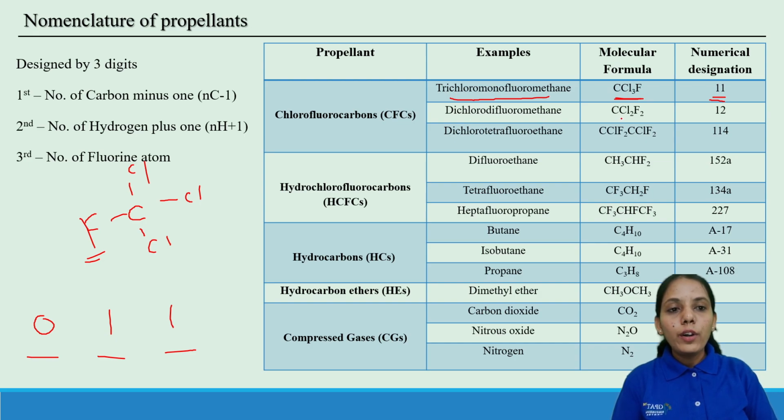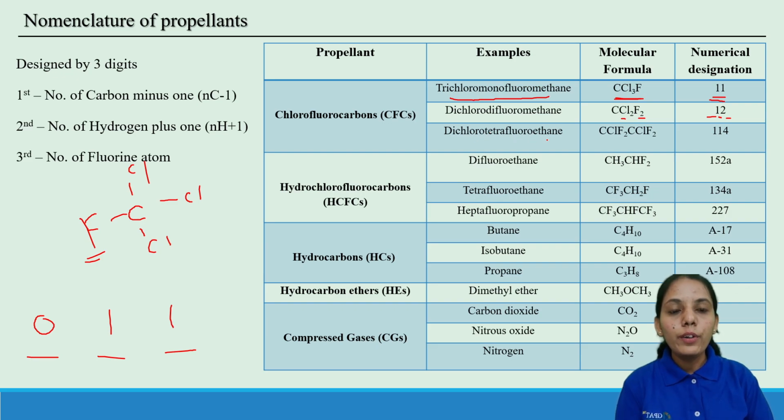Dichlorodifluoromethane. In this also, how many carbon atoms? 1, so 1 minus 1 will be 0. First will be 0. Afterwards, how many hydrogen? There is no hydrogen, so 0 plus 1 is 1. And how many fluorine atoms? 2 fluorine atoms, so it will be 2. So it will be 0, 1, 2, that is 12.